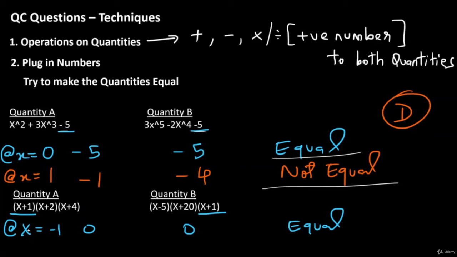Now, let me substitute any other value for x. Now, because I have x minus 5 as a factor over here, if I substitute x is equal to 5, this factor over here will become 5 minus 5, which is equal to 0.